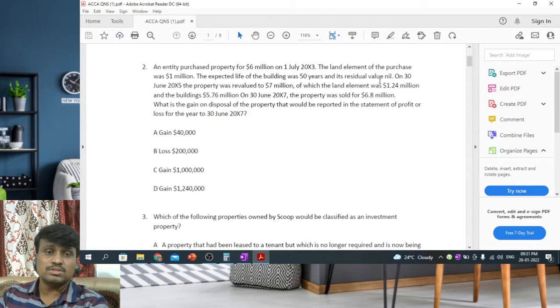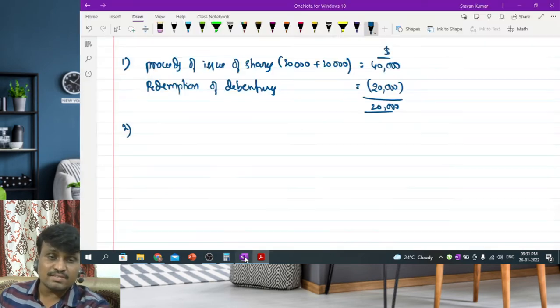On 30th June 20X5 means what? So here we purchased on 1st July 20X3, means 20X4 and 20X5. So after providing the depreciation for 2 years, the property was revalued to 7 million, of which land element was $1.24 million and the rest of the element is building. On 30th June 20X7, the property was sold for $6.8 million. What is the gain on disposal of the property that would be reported in the statement of profit and loss for the year to the 30th June 20X7?